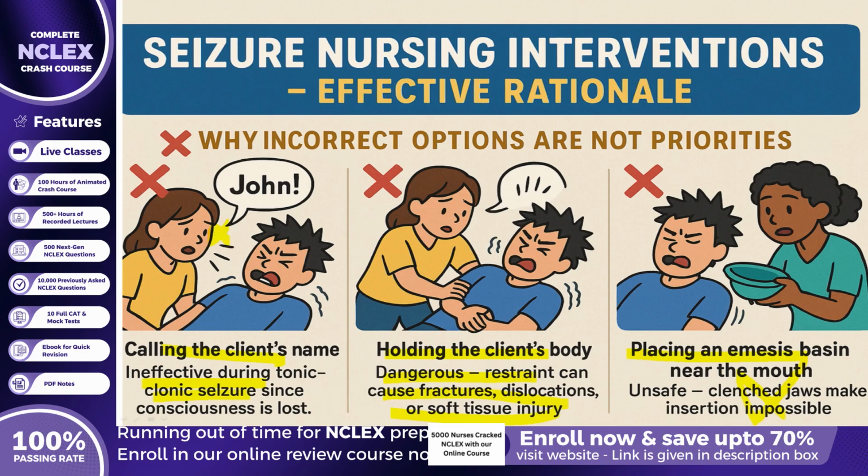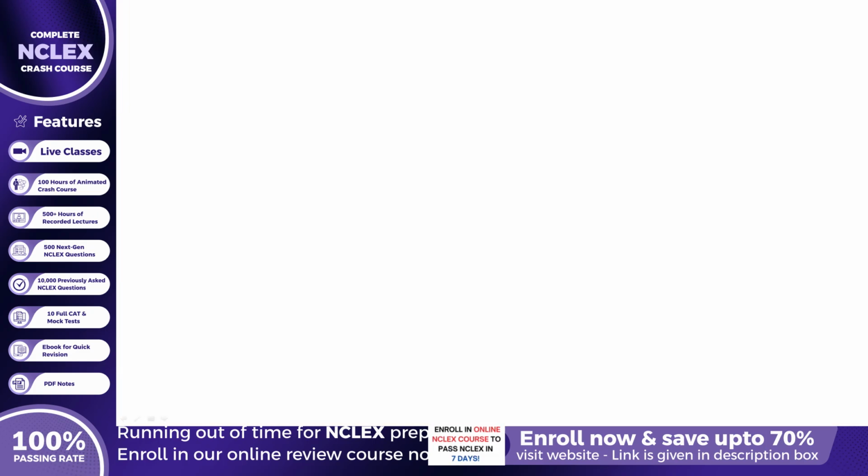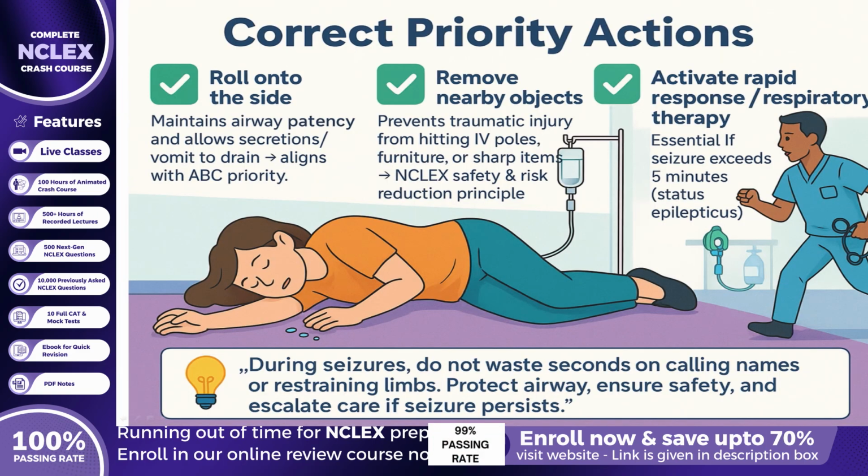Now, let us turn to the correct answers. Option 4, rolling the client onto the side, is correct because the side-lying recovery position maintains a clear airway and allows secretions or vomitus to drain safely. This simple action directly aligns with airway protection in the ABC priority framework.